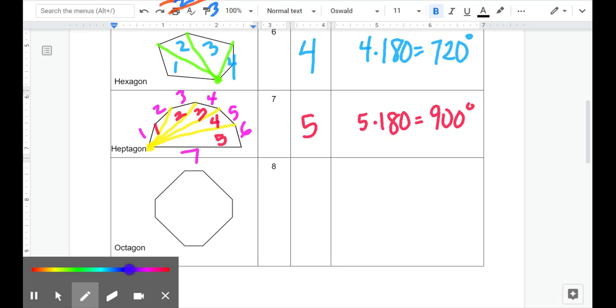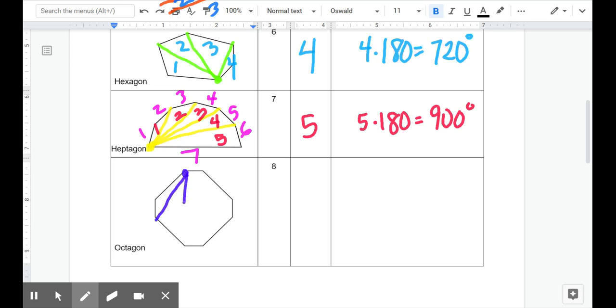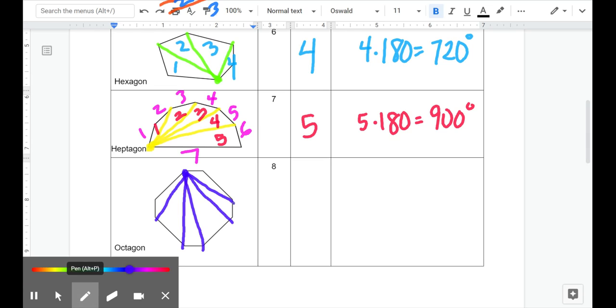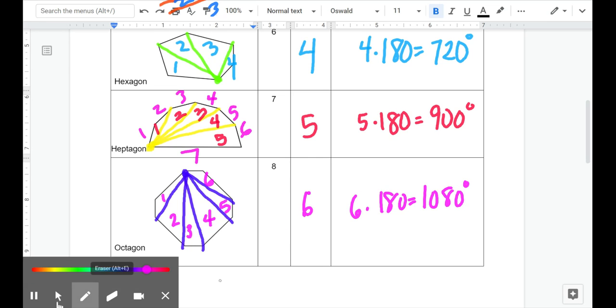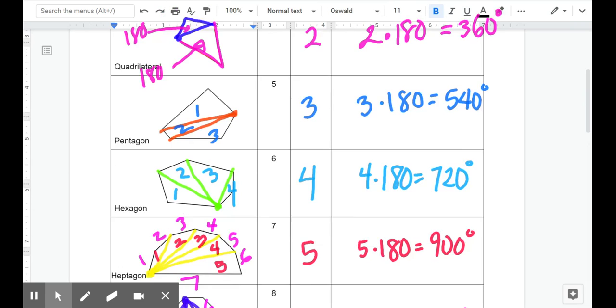Okay, so I'm going to choose any spot, any vertex, and I'm going to start making triangles. 1, 2, 3, 4. Don't forget this one right here. 5. Okay, and let's count the number of triangles that is. 1, 2, 3, 4, 5, 6. So that's 6 triangles, which means we're going to do 6 times 180, and that gives us 1080 degrees. Okay, so I have a whole bunch of others here, but before we move on, I want to see if we can come up with some kind of pattern.